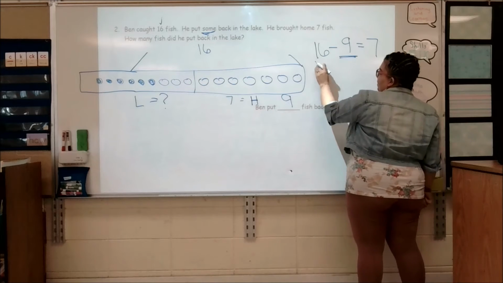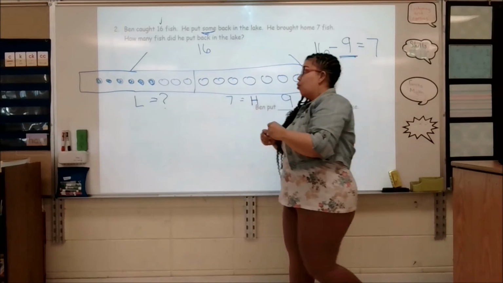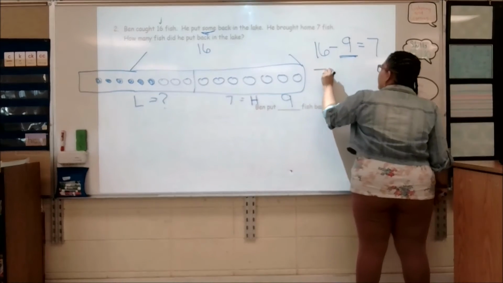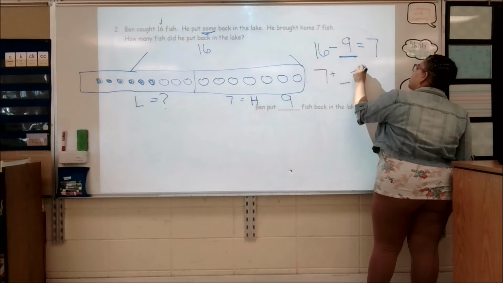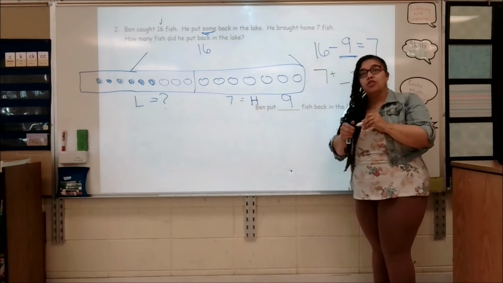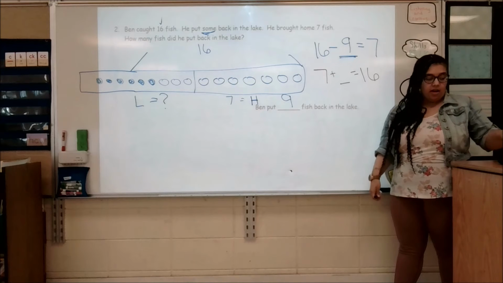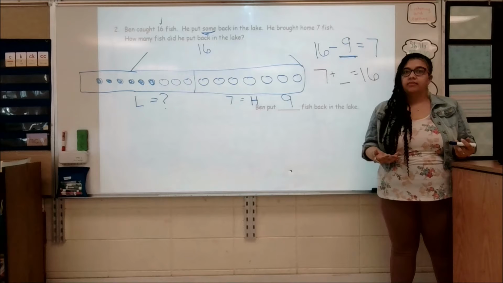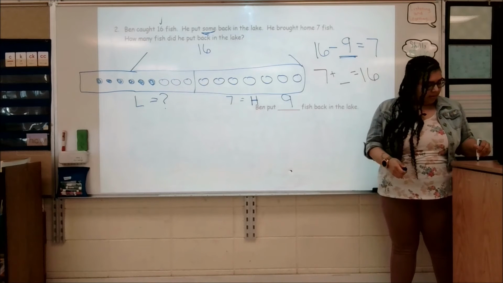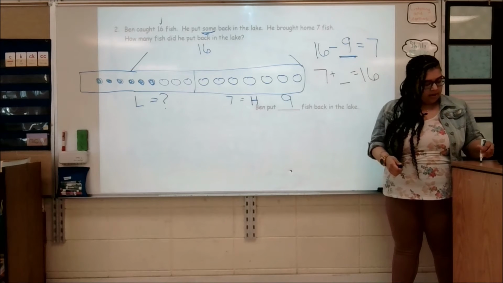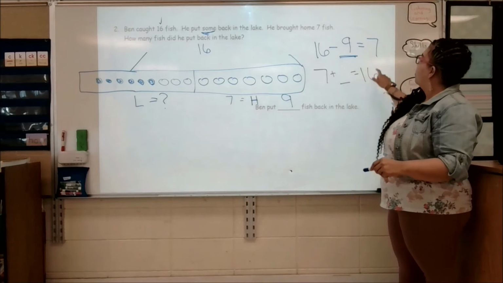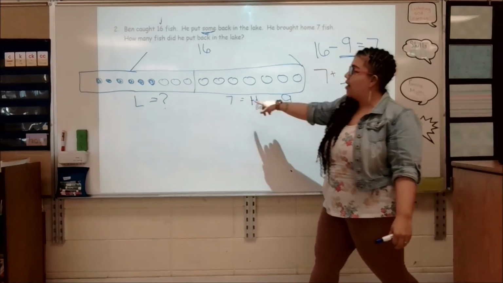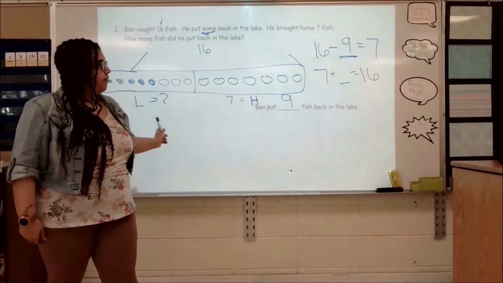What I did was, instead of 16 minus 9 equals 7, I did 7 plus blank is equal to 16. And the reason I can do that is because both of these come from the same number bond. So I can rearrange my number sentence using what I know about the number bond. I flipped it and I counted on. I added to find the missing part.